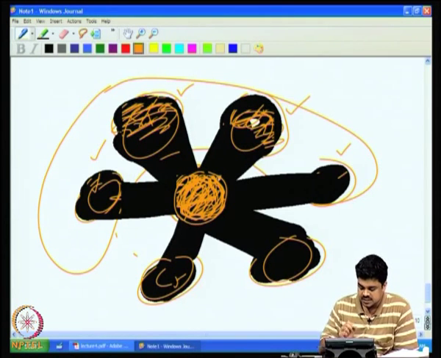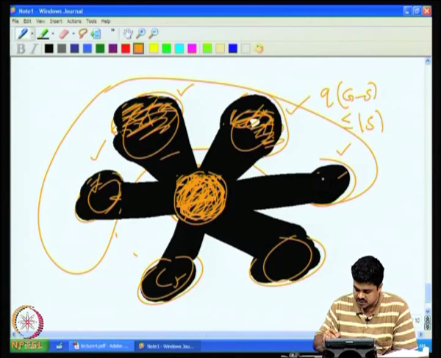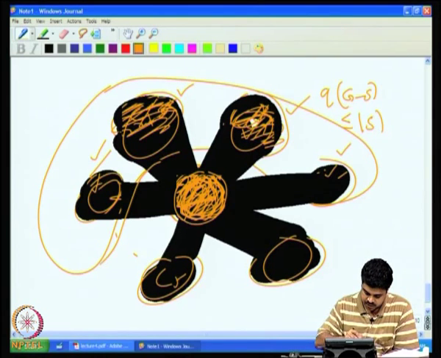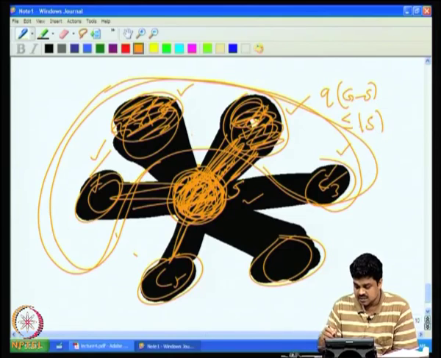And suppose I find a set like this, and if it is not a bad set, then it should have q of G minus S less than or equal to the cardinality of S. That means the number of odd components has to be, so let us say these are the odd components, right. I have marked the odd components like this. So, the number of odd components has to be less than or equal to the cardinality of S.